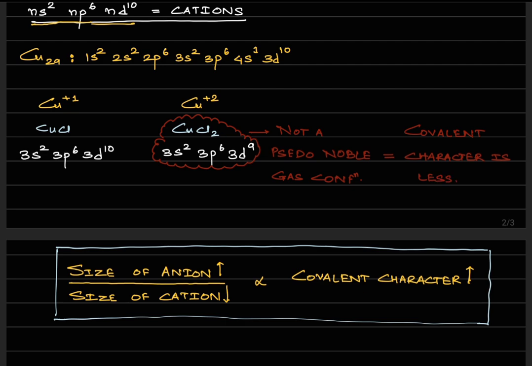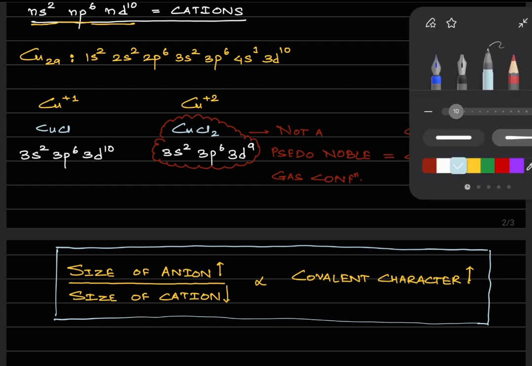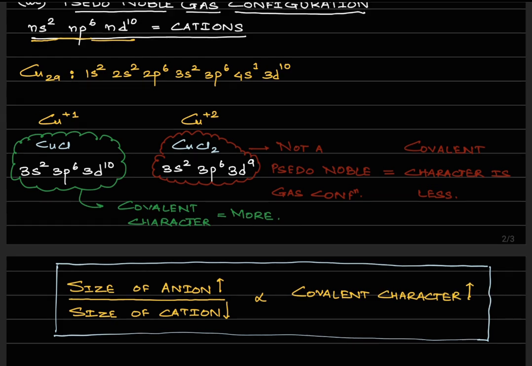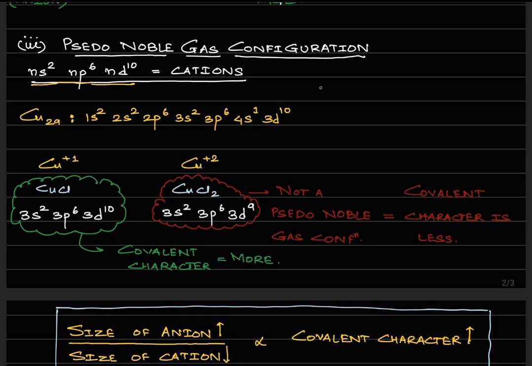Okay, and because you have CuCl, wherein Cu is giving you a +1 oxidation state, and because it is having a +1 oxidation state, it is able to show pseudo noble gas configuration. I would say that over here the covalent character is more.